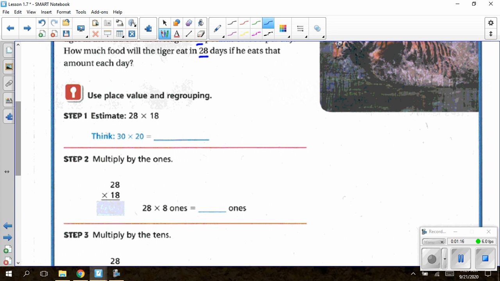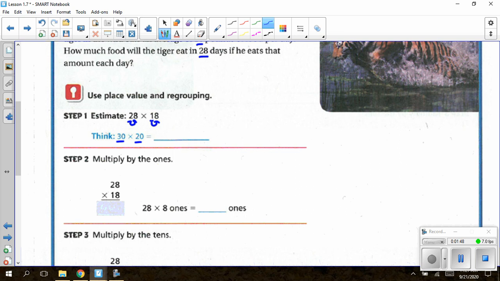To find the estimate, we want to round both factors to their largest place value. So for my 28, the 2 that is in the tens place is my largest place value. And looking to the right, the 8 does tell my 2 to bump up to a 3. So that is how I have 30 underneath the think. Then for the 18, the 1 is in the tens place, which is my largest place value. And again, the 8 tells my 1 to bump up to a 2. So that is how I get 20.